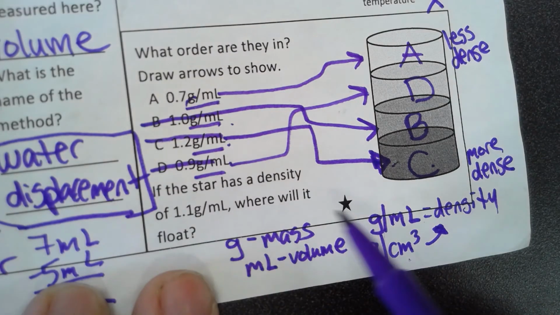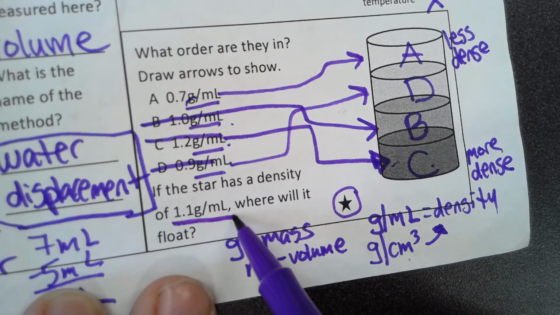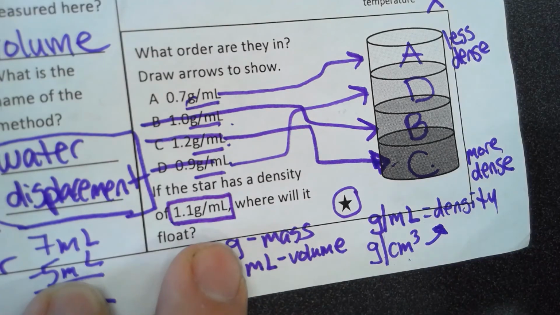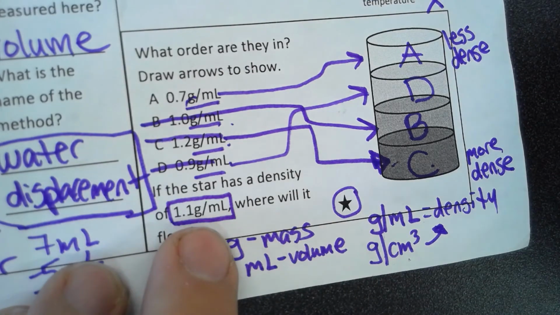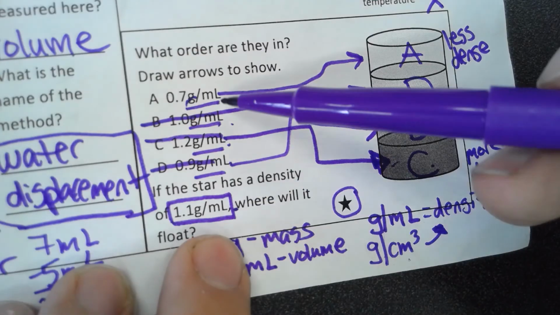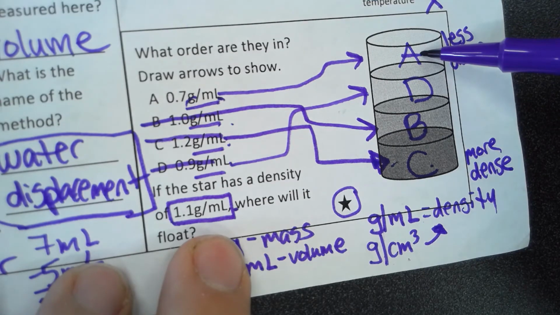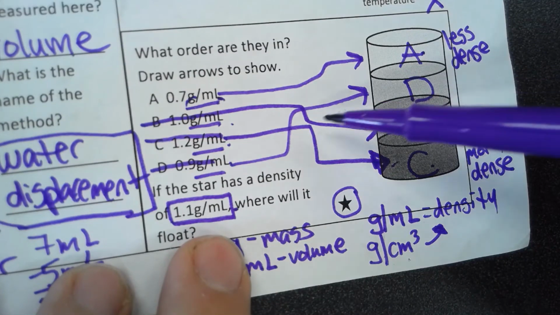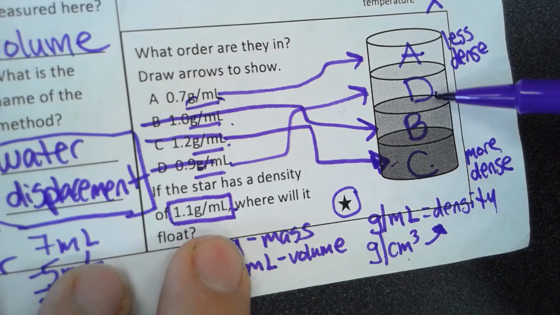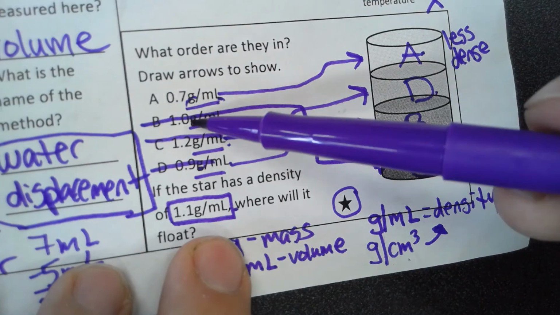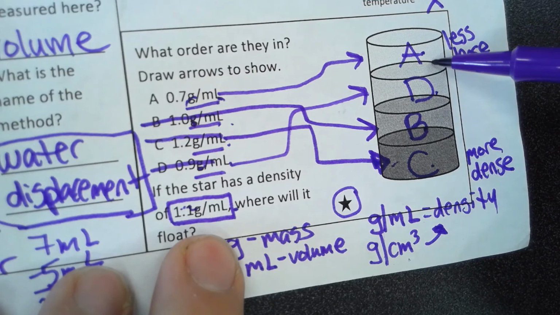If the star has a density of 1.1 grams per milliliter, where will it float? So if it has 1.1, that means it's more dense than A, so it's going to go through A. Is it more dense than D? Let's see. D has 0.9. Yes, it's going to go right through this. How about B? B is 1.0. This is 1.1. This is still more dense. It's still going to sink down.